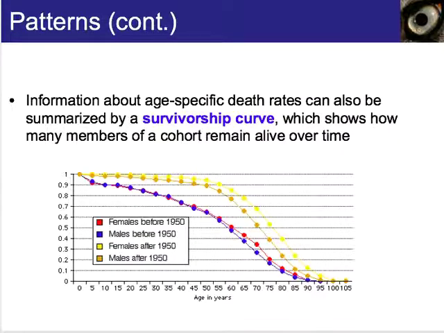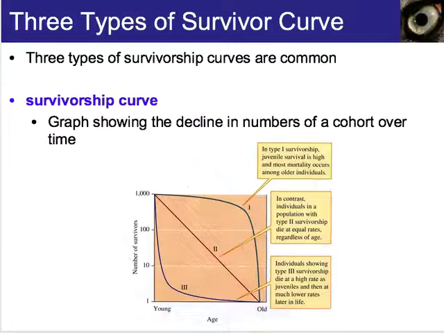Information about age-specific death rates can also be summarized in a survivorship curve, which shows how many members of a cohort remain alive over time. So here you can see the red and the blue are females and males that were born before 1950, and then females and males that were born after 1950, and how many years that they live. And you can see the differences between folks that were born before and after the 1950s.